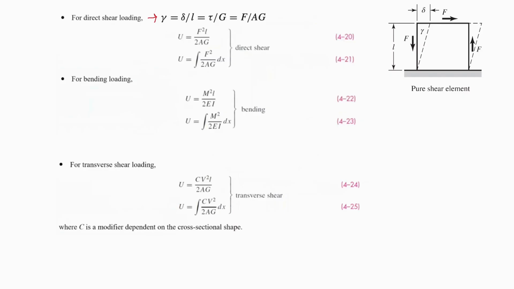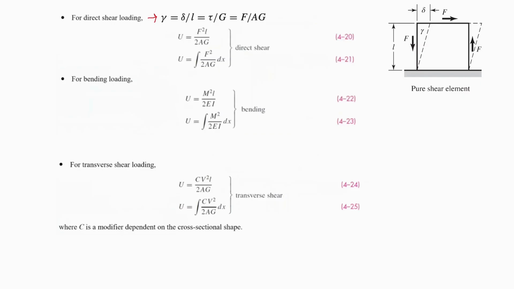Again, the strain energy U is equal to F squared over 2K. We just substitute, replace the K by the corresponding equivalent. For example, for the shear loading, I have presented the strain energy. You can also implement the same strategy for the bending loading. However, for the transverse shear loading, the derivations are a little bit more complicated.